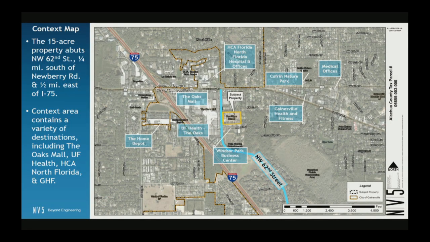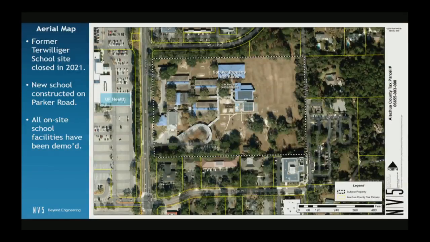So the former school site is approximately 15 acres. It abuts Northwest 62nd Street, is approximately a quarter mile south of Newberry Road and half mile east of I-75. The surrounding context area includes a variety of destinations and mix of uses ranging from the Oaks Mall to UF Health at the Oaks, HCA's North Florida Hospital, Coffrin Park. There's a Hobby Lobby as well as other variety of medical offices and business offices, and residential uses.